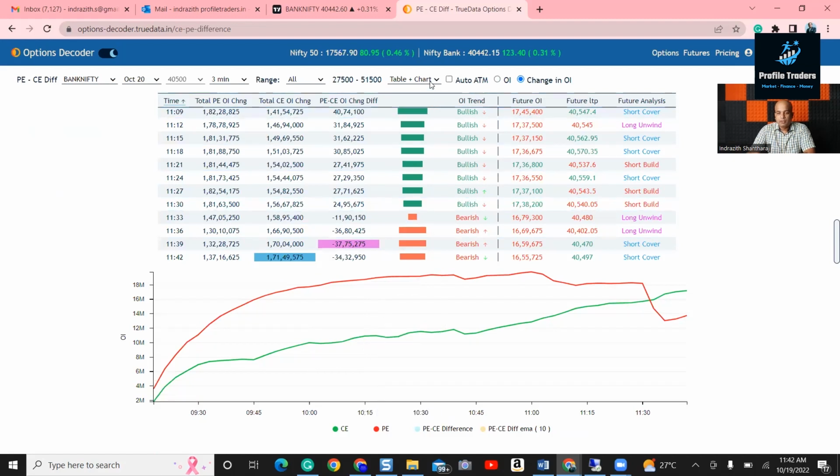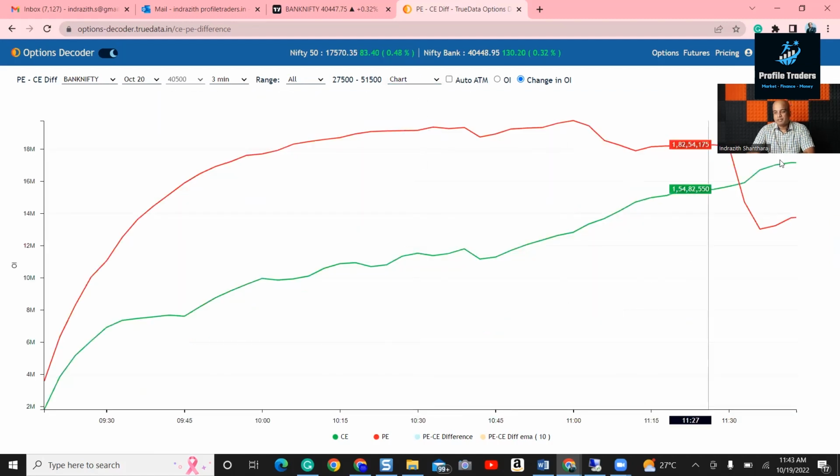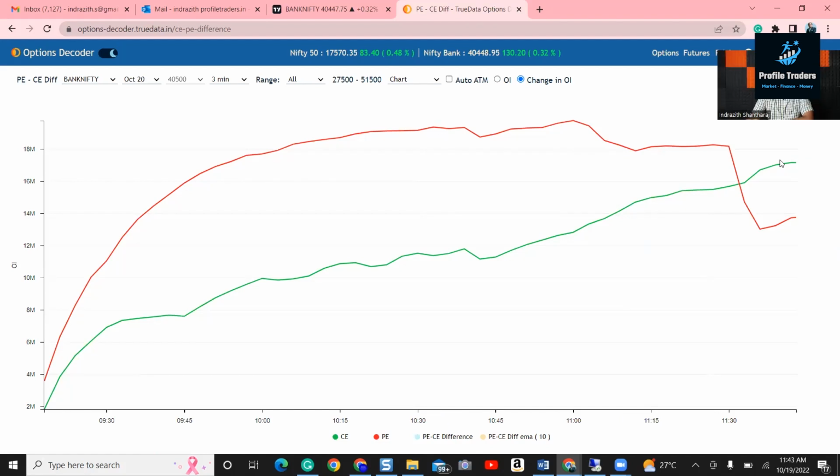So basically you can use it as a table or as a chart. Most of the times I use it as a chart. What this indicates is, this is the Bank Nifty instrument, this is the expiry, and this is the strike price. By default, if you select range all, it clubs all the available strike prices.